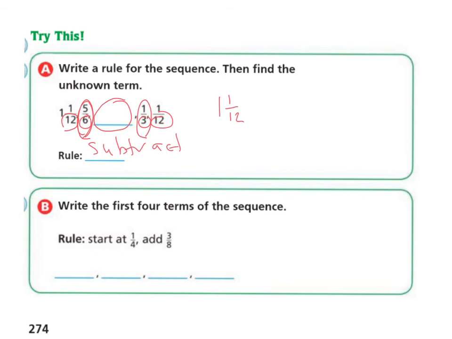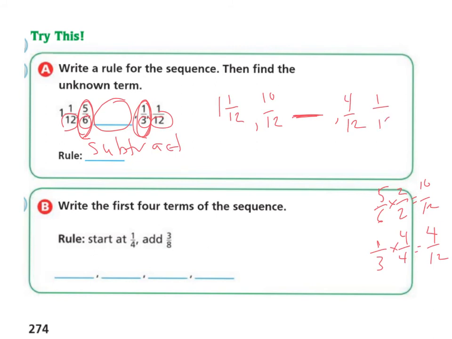In order to make it be 12 on the bottom, 5/6, I'm going to have to multiply by 2 over 2, and I get 10/12. So my next number is going to be 10/12. And then I don't know this next number. It's still a mystery to me. Now I need to change the 1/3 and make 12 be on the bottom. In order to do that, I need to multiply it by 4 over 4, and that's going to give me 4/12. Okay, and then this one already is in 12, so that's 1/12.